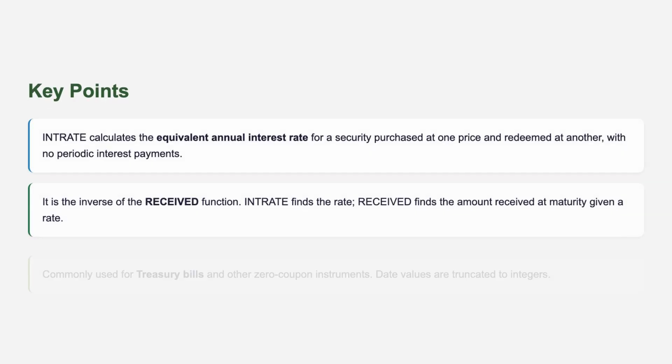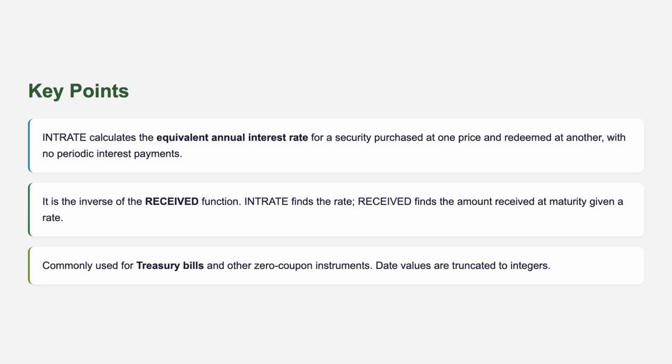Key points to remember. INTRATE calculates the equivalent annual interest rate for a zero-coupon security. It is the inverse of the RECEIVED function. It is commonly used for Treasury bills and other discount instruments.